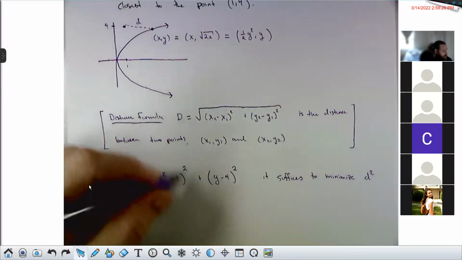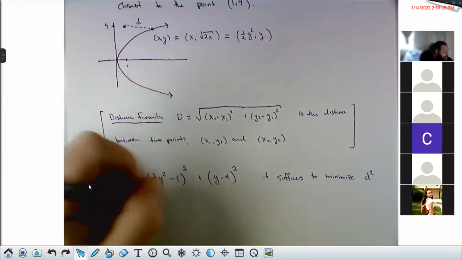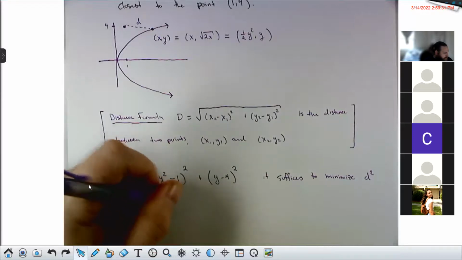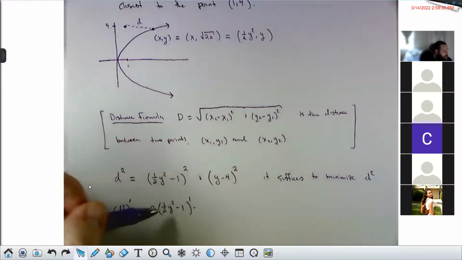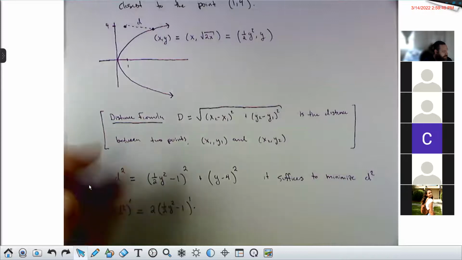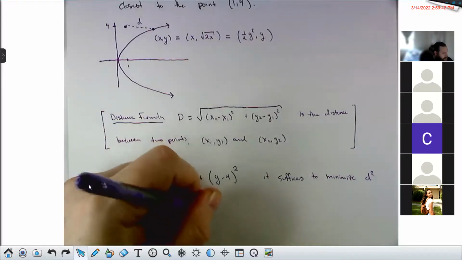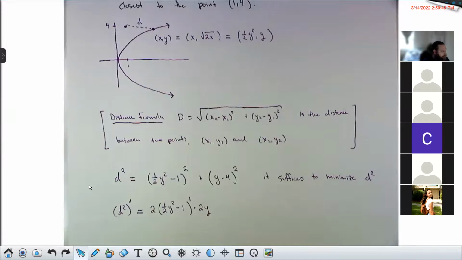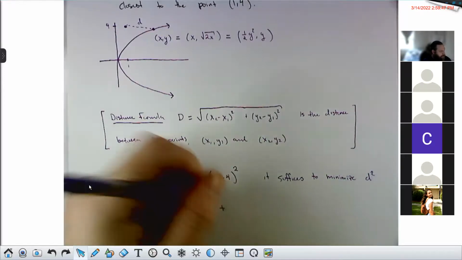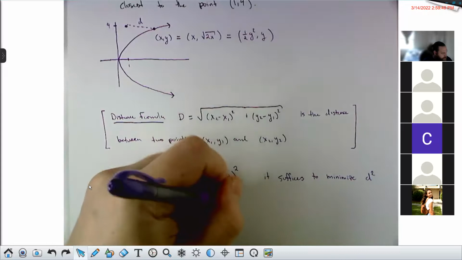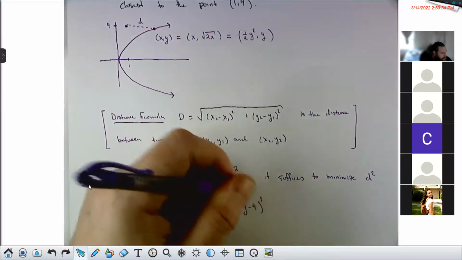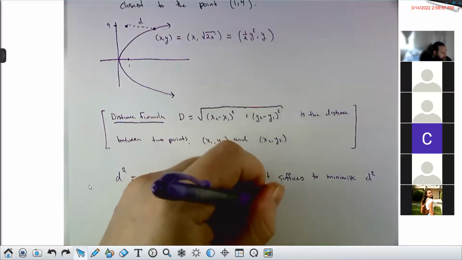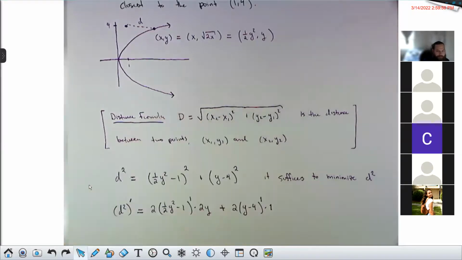When I differentiate this piece using the chain rule, I'll get 2 times 1/2 y squared minus 1 to the 1 times the derivative of the inside. Well, what's the derivative of 1/2 y squared minus 1? That's 2y minus 0, or just 2y. And then plus the derivative of this piece, another chain rule thing, that's 2 times y minus 4 to the 1 times the derivative of the inside, which here is just 1.